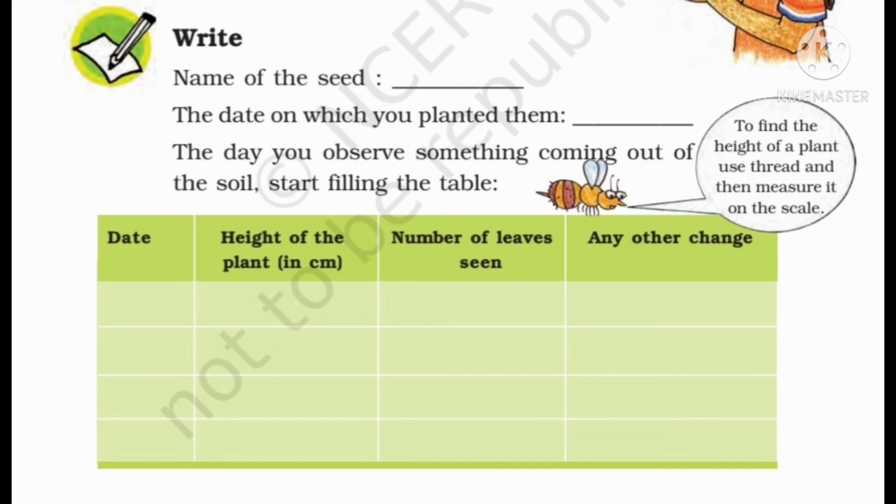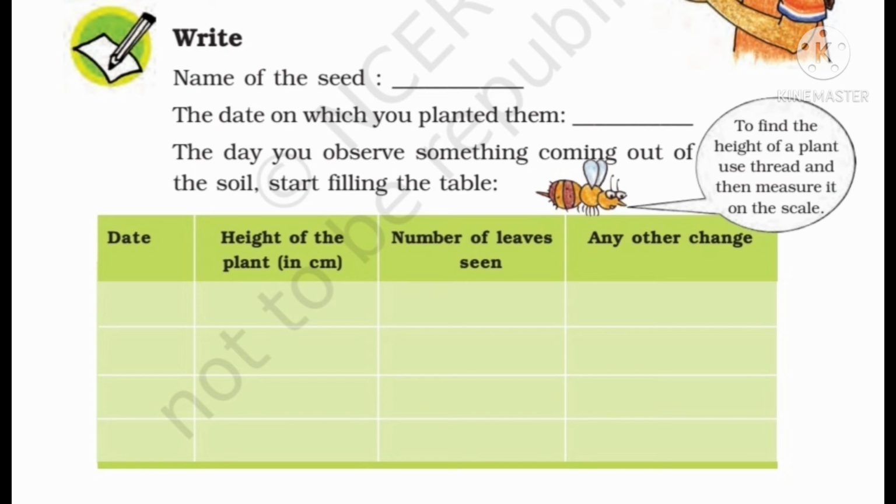Based on your observations, you need to fill up the following, which includes the name of the seed that you used, the date on which you planted them, so that we can keep a proper count of days and how the plant goes through different changes.